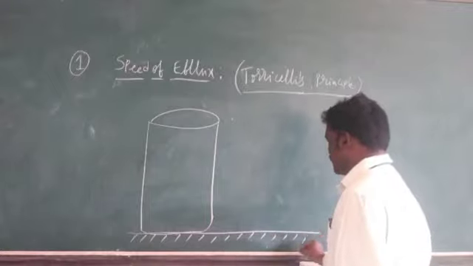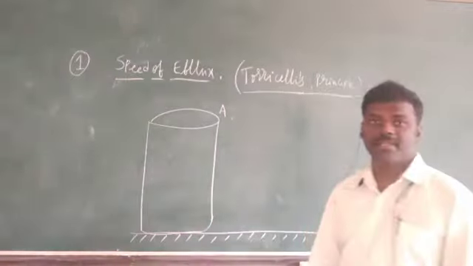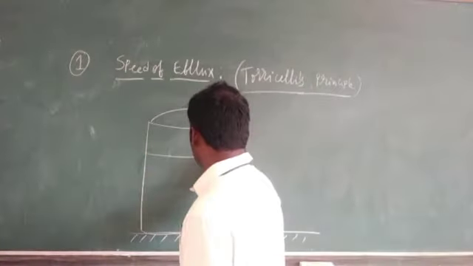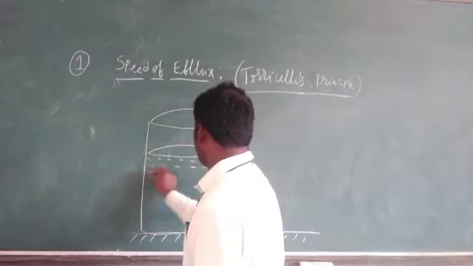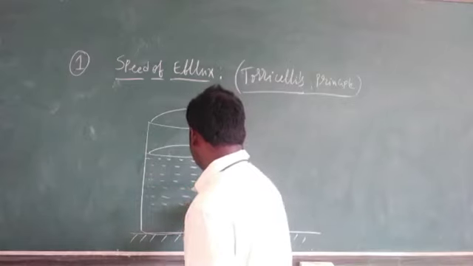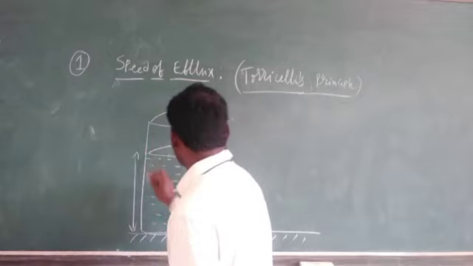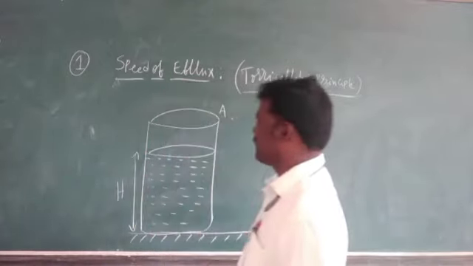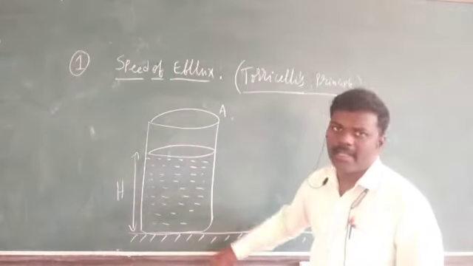This water tank is filled with liquid. The area of cross-section of this water tank I am taking as A. So this is the fluid. The height of the fluid is taken as H. This is the water level, the fluid level. So the fluid is initially at rest.